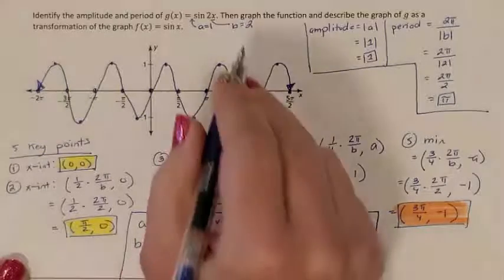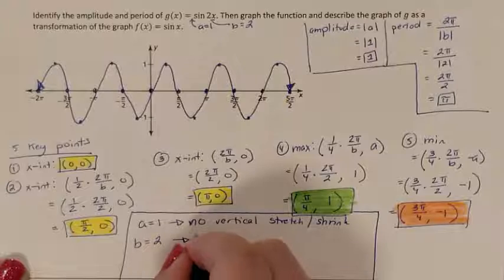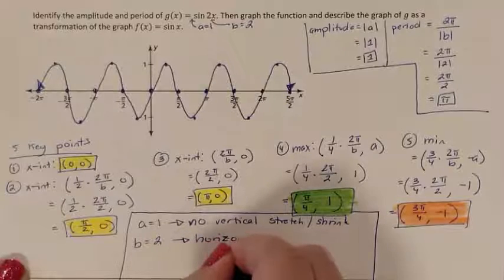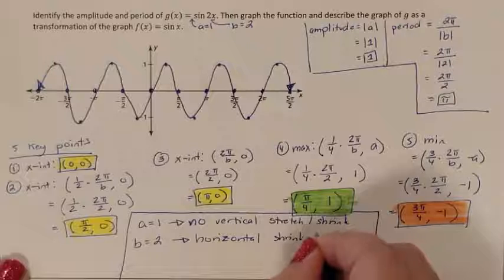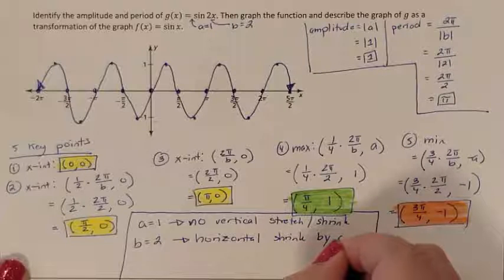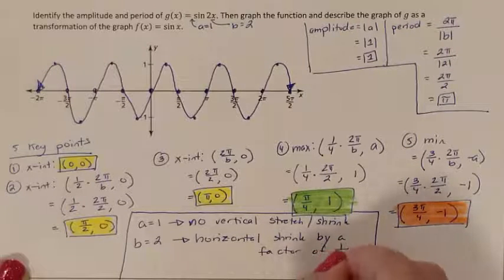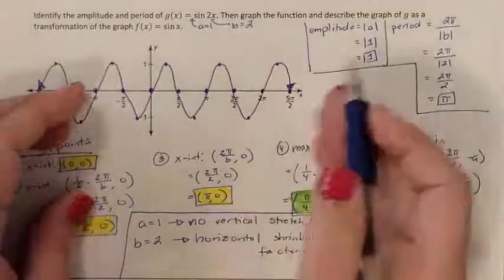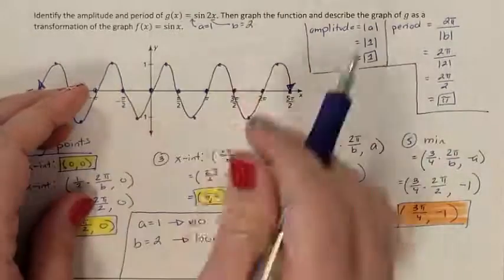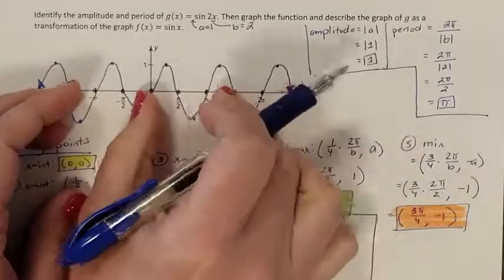B is horizontal. B is 2. So this means we have a horizontal shrink. Why is it a shrink? It's a shrink because it's a factor of 1/2. Remember, you're supposed to take the reciprocal, and 1/2 is smaller than 1. That's why it looks so squished. It's because we took the horizontal and we shrunk it by 1/2.